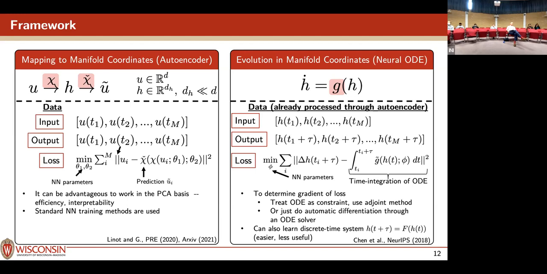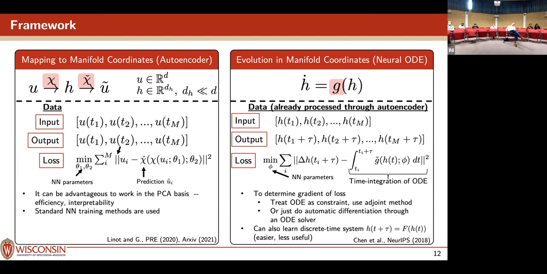One thing to emphasize here is that tau does not have to be small, so we're never estimating h dot directly from h. One of the things I'll point out is how far apart our data can be in time and still enable us to get a good model. We can also learn discrete time. This is actually much easier. It's just learning a mapping from the data at time t to time t plus tau. It's easier but less powerful. So that's the basic setup that we're going to use.